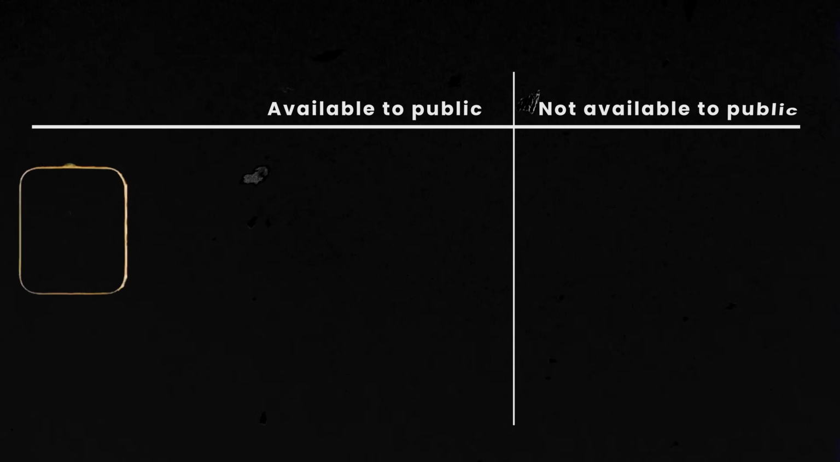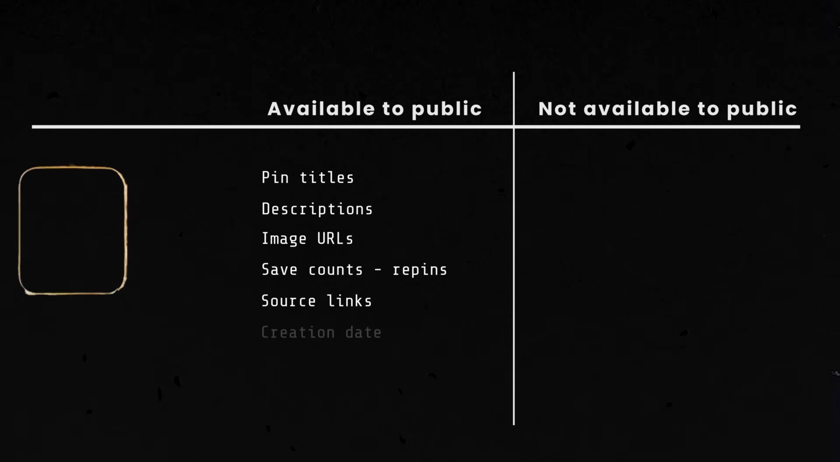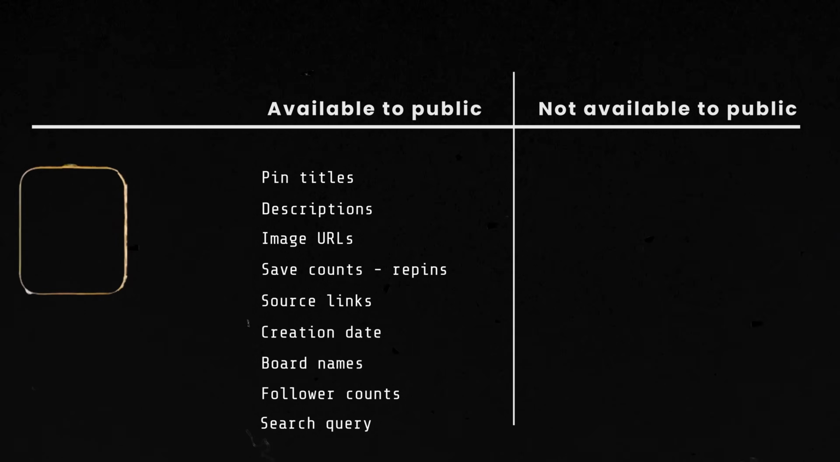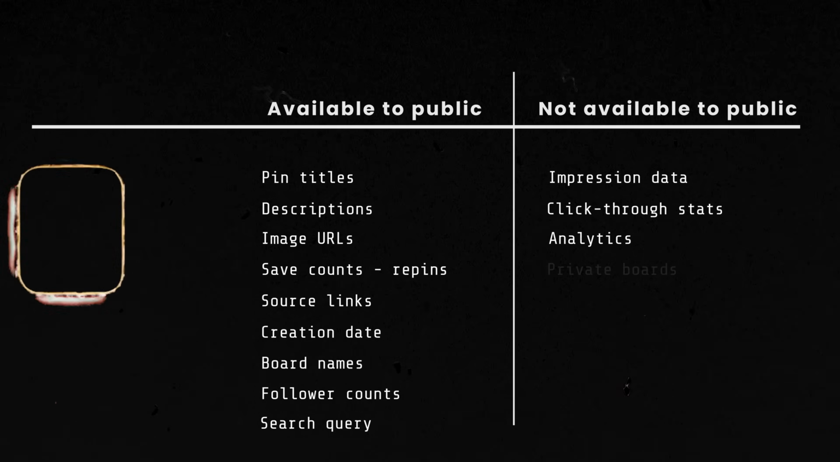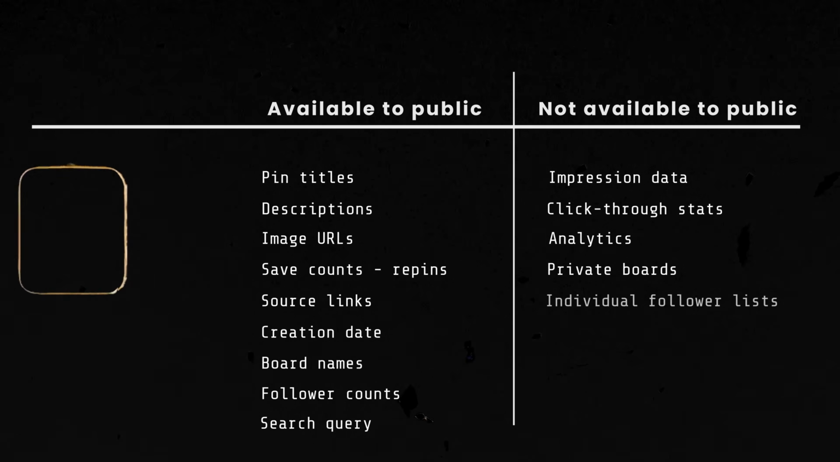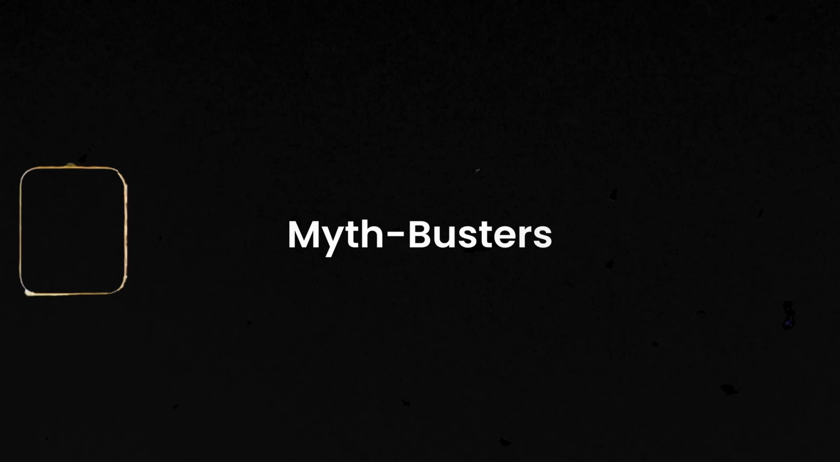Let me be specific about what's on the table and what isn't. You can get things that are available publicly like pin titles, descriptions, image URLs, save counts, that's repins, source links, creation dates, board names, follow accounts, and search results for any keyword query. What Pinterest doesn't expose are impression data, click-through stats, analytics for accounts you don't own, private boards, and individual follower lists. The data you do get, like the saves, the links, the description, images, and boards, is enough for most research use cases. Save count is your primary engagement signal here.